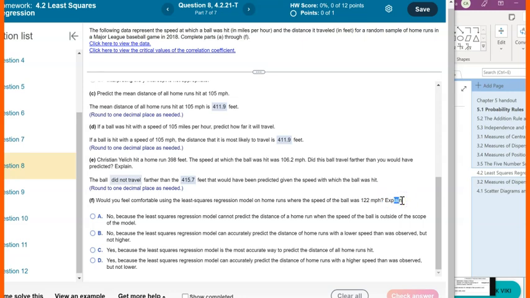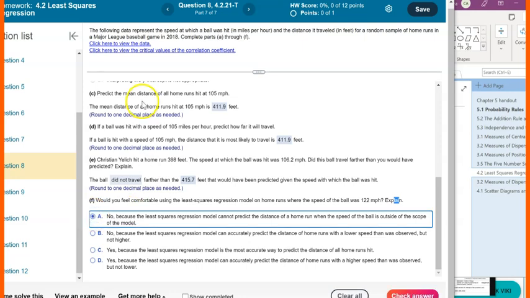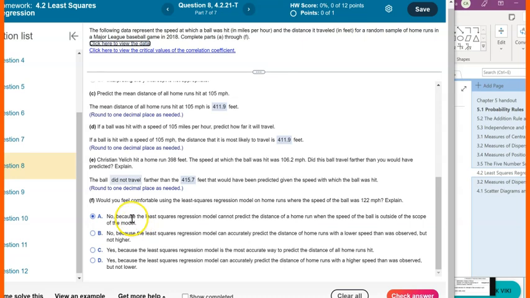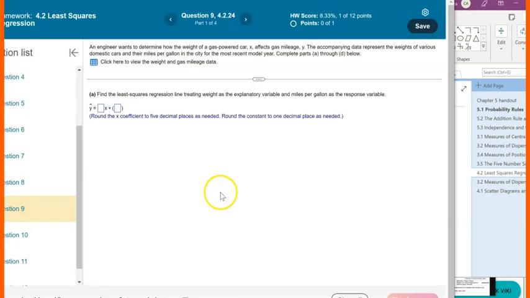Explain. No, it is not, because you see that this value 122 is not in the range of the speeds here, right? Therefore, we call this outside the scope of the model. We say no, because the least square regression model cannot predict the distance of a home run when the speed of the ball is outside the scope of the model. The answer for F is A. Okay, I think that's all.